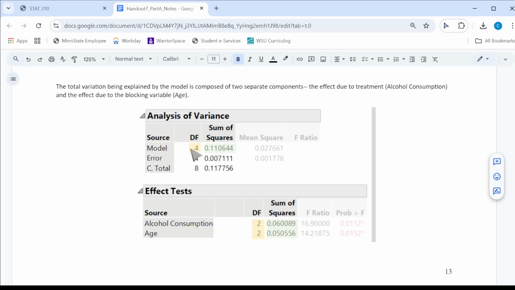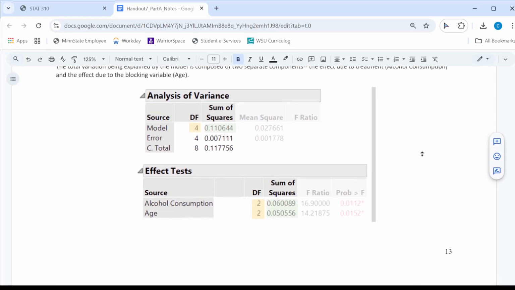There are 4 total degrees of freedom here. This is a nice balanced design. I'm going to get 2 of those degrees of freedom from alcohol consumption, because there are 3 different levels of alcohol consumption, which gives me 2 degrees of freedom. There are 3 different levels of age, right? Young, middle, and old. So that gives me 2 degrees of freedom. You add up these degrees of freedom, and that's where we're getting the 4 here. There are 9 total subjects in my study, so the total degrees of freedom is just 9 minus 1, which gives me the 8. And then we have 4 left over for error here. We're not too worried about those degrees of freedom, but that's how they're broken up and decomposed.